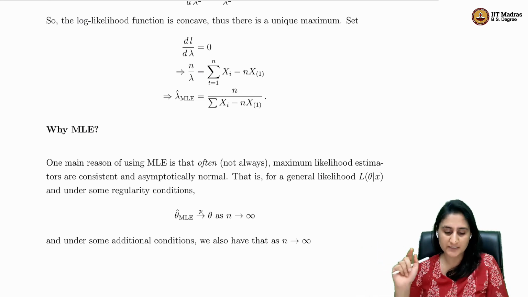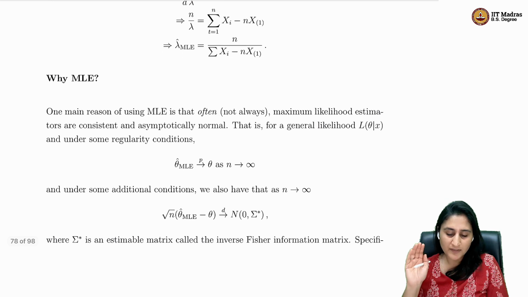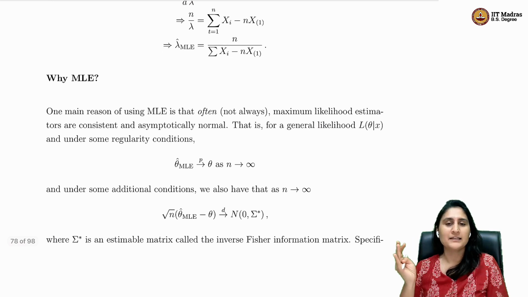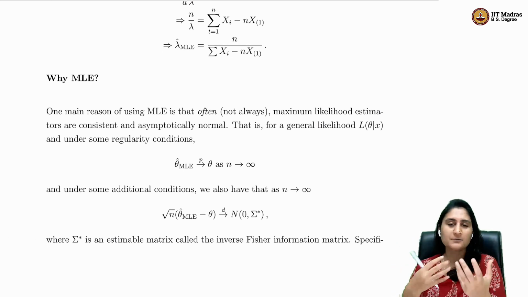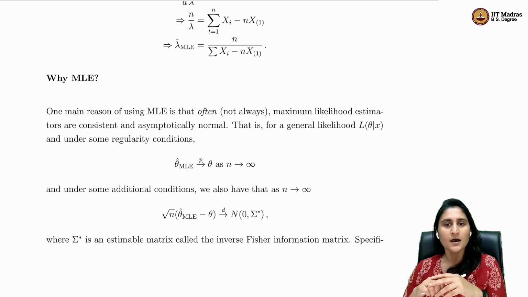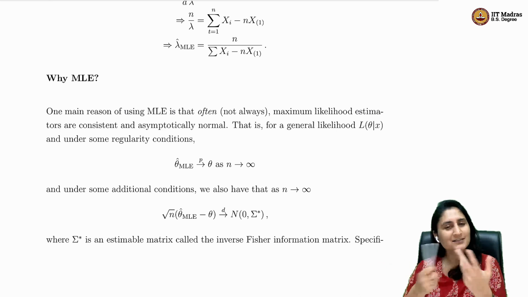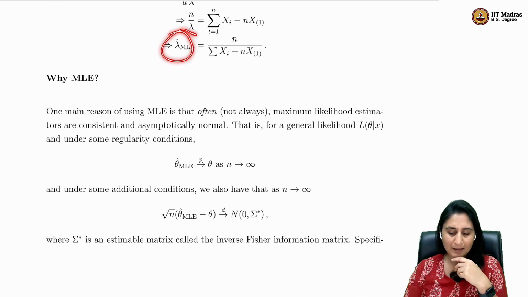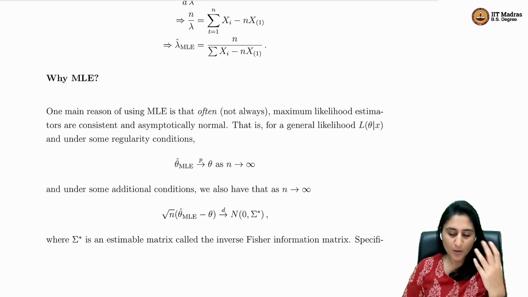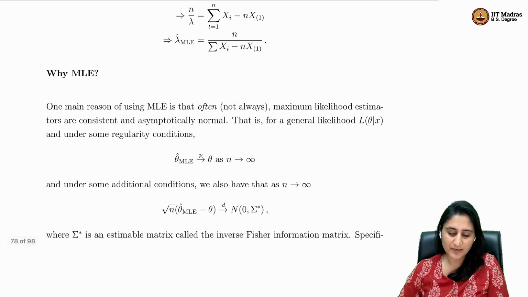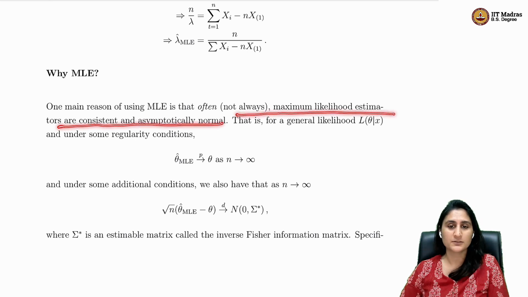But before we proceed, it's good to ask ourselves why MLE. Hopefully the logic of maximum likelihood estimators is clear. But why exactly MLE? Aren't there other ways to estimate different parameters like lambda and mu that might have good properties? So one of the reasons for using the maximum likelihood estimator is that often, maybe not always, MLEs are consistent and asymptotically normal.